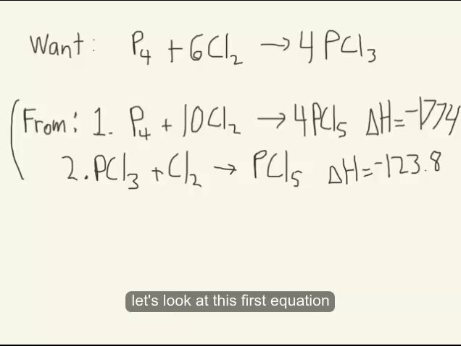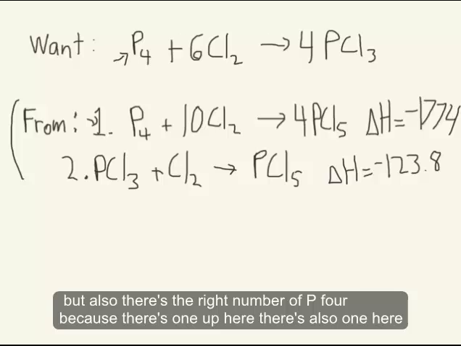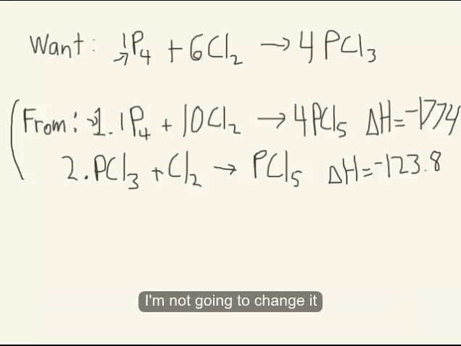Let's look at this first equation. It has a P4 on the reactant side. So does the equation we want to create. So not only is the P4 on the correct side, it's on the left side, but also there's the right number of P4, because there's one up here, there's also one here. So I'm pretty happy with the way this equation looks right now. I'm not going to change it.